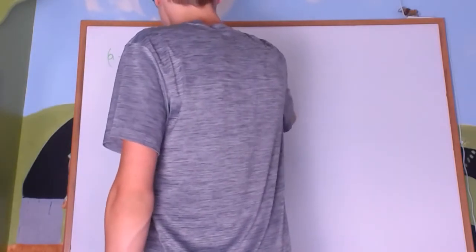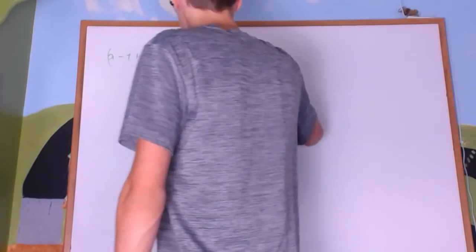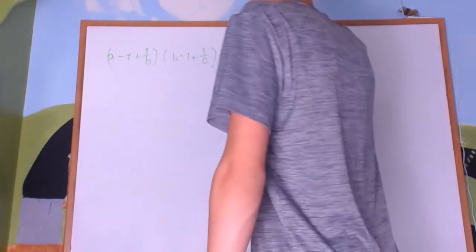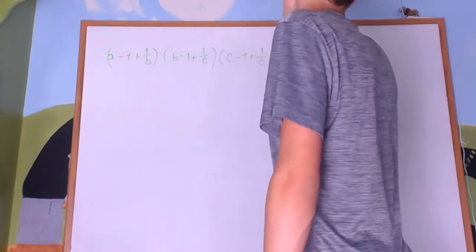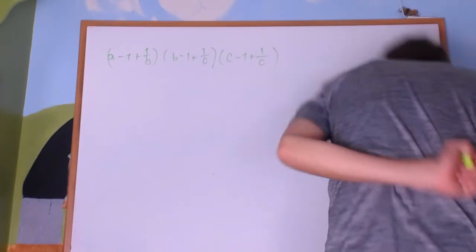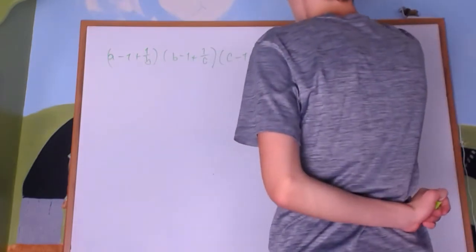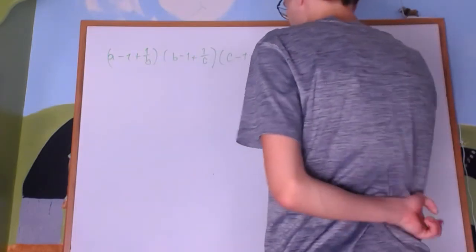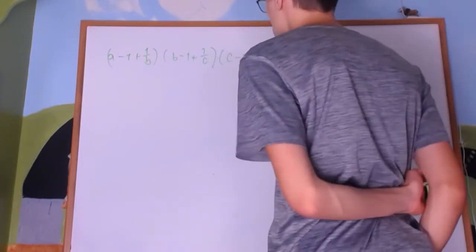So you have A minus 1 plus 1 over B, times B minus 1 plus 1 over C, times C minus 1 plus 1 over A. So it's like it's translated to the left one.